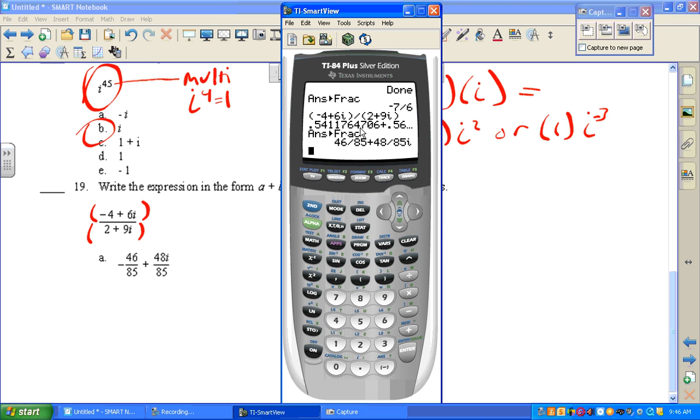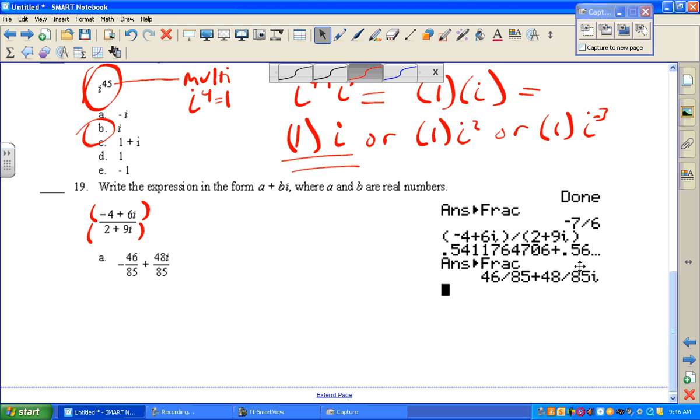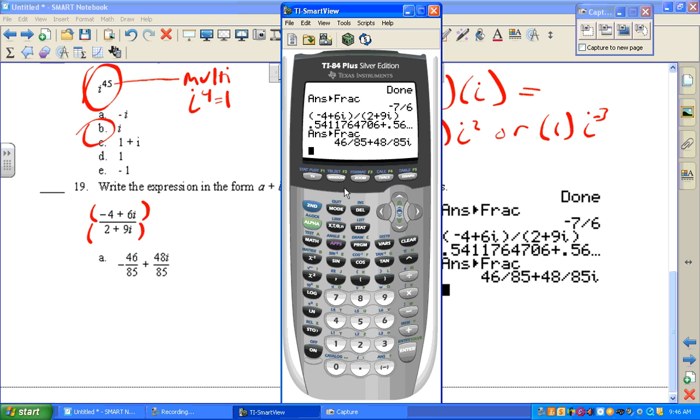Math frac. Wait, how do you, what do you do again? You need to be in, the mode button's up here at the top. Right here, you need to be in complex a plus bi mode. Is it B? It's B. All right, if you forget that move, B.